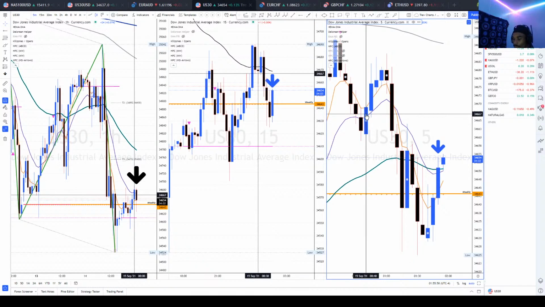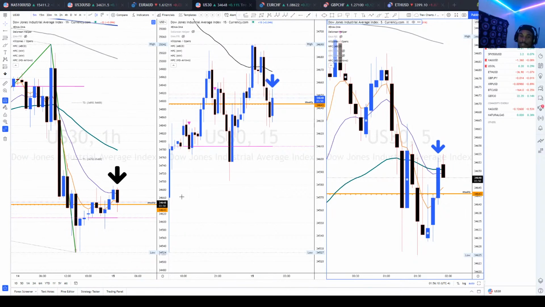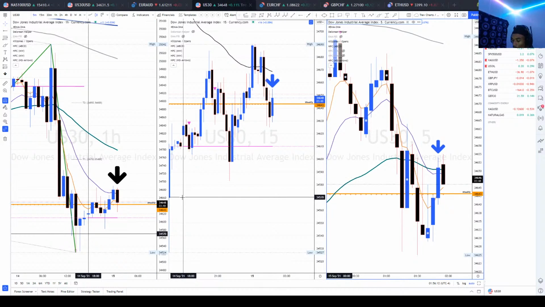And I see that price is respecting the weekly. As long as price respects the weekly, that's all we can ask for. So now we just want to see this hourly candle go blue. This next hourly candle has to go blue. If it doesn't go blue, then we know that we have nothing to look forward to.